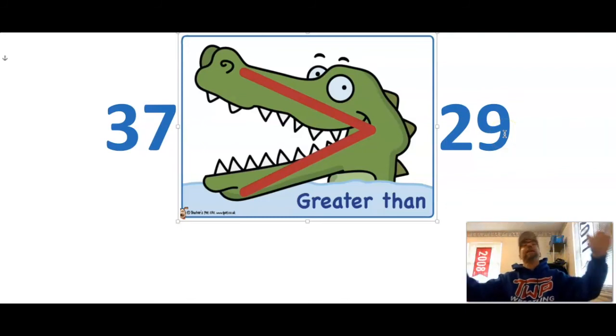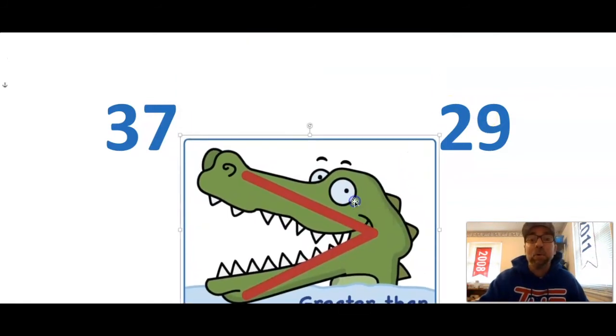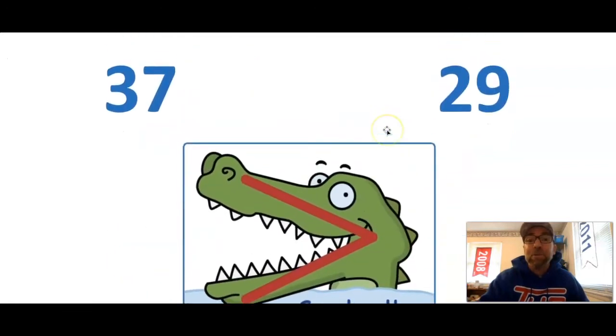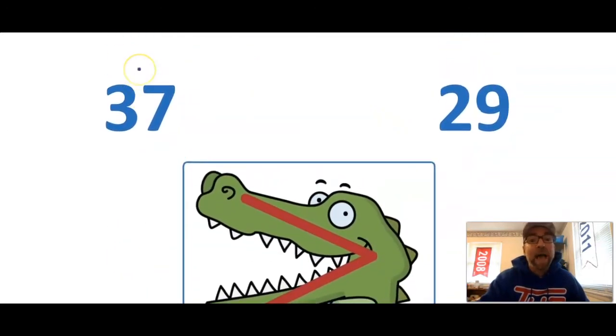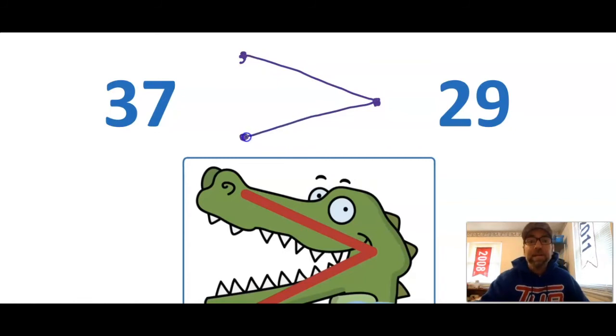Now I know what you're saying. Oh, Mr. Renzi, I don't have the little alligator. So let's draw the symbol in the middle. So the math symbol, I would have one dot pointing to my smaller number and two dots at my bigger number because it's going to eat the bigger number. And then I can connect the dots to make the mouth. There it is. 37 is greater than 29. Pretty cool.